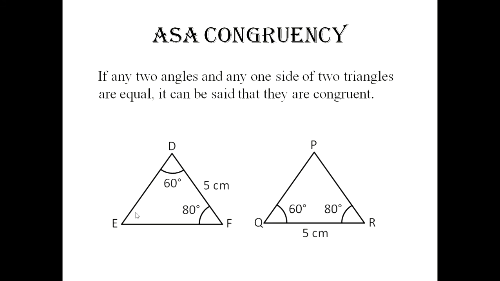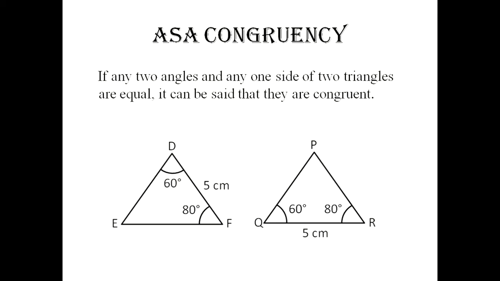So angle E will be 40 degrees, which justifies that in the second diagram angle P should be 40 degrees. Now let us see whether angle P is 40 degrees or not. In the second figure, here also we have the two angles as 80 and 60. If I add them, we get 140 degrees. So the third angle should be 180 minus 140, which gives us 40. That means angle P is 40 degrees, which justifies that the third angle is equal in both triangles.